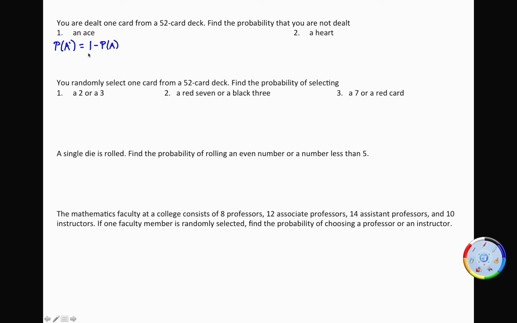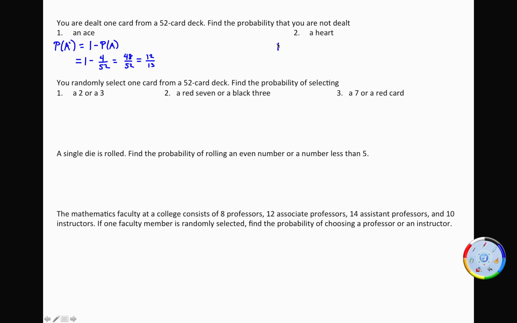So I know that the probability of an event not happening is 1 minus the probability that it does happen. And there are 4 aces out of 52 cards. So 1 minus 4 out of 52 is 48 out of 52. Okay, don't forget to simplify that. 12 out of 13 is the probability that you will not be dealt an ace.